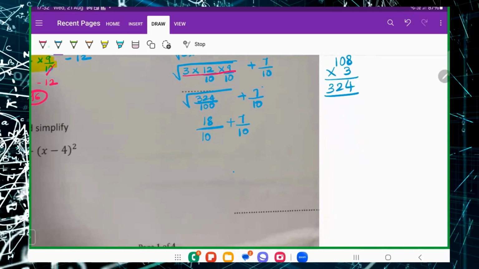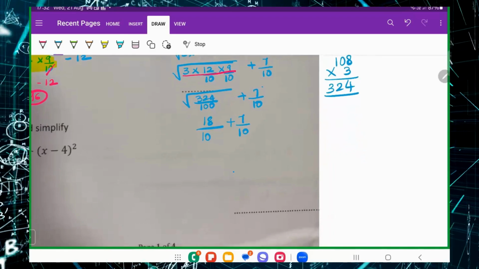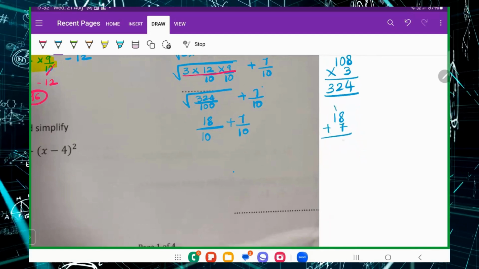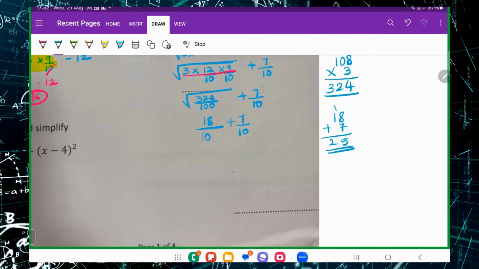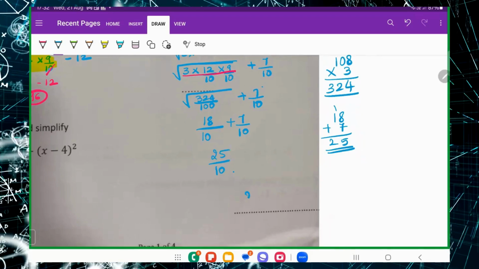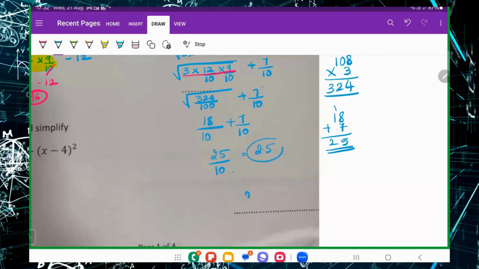Now, 18 plus 7, here, 25 upon 10, which is 2.5. So your final answer is 2.5.